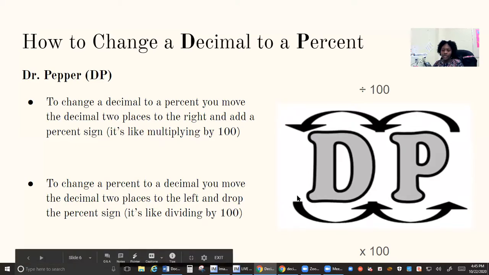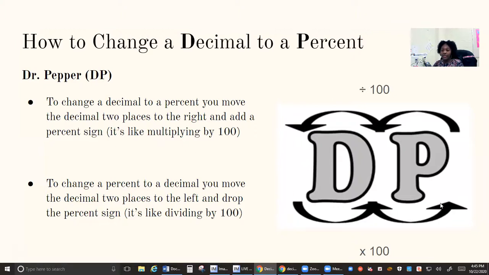So wherever your decimal is, you're going to move it 2 spaces to the right and add a percent sign. Now, if you still have numbers there, those numbers are still going to be behind that decimal if you happen to have decimal numbers behind that decimal, but normally you'll just have a solid number. Now, the reverse, to change a percent to a decimal, you move the decimal 2 places to the left and drop the percent sign. It's like you're dividing by 100. So wherever the back of your number is or your decimal, you're going to start there and move it 2 to the left and drop the percent sign, and now your answer is in decimal form.